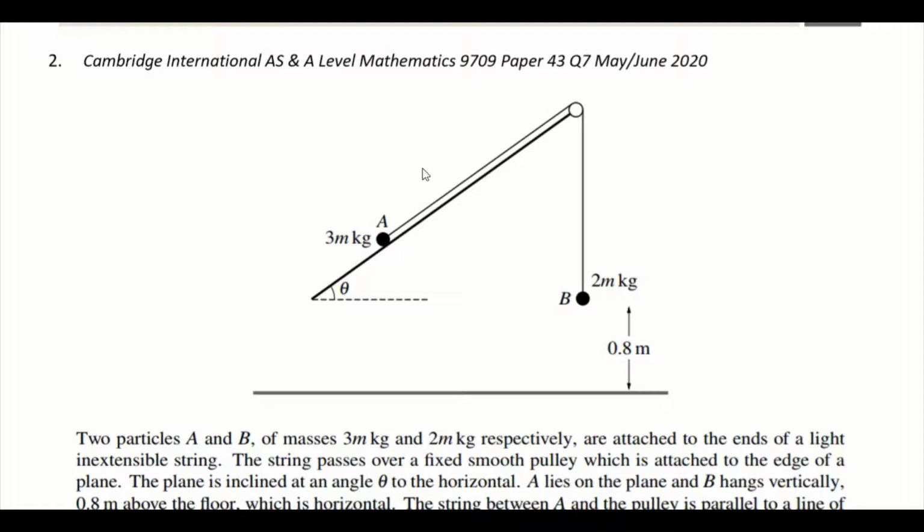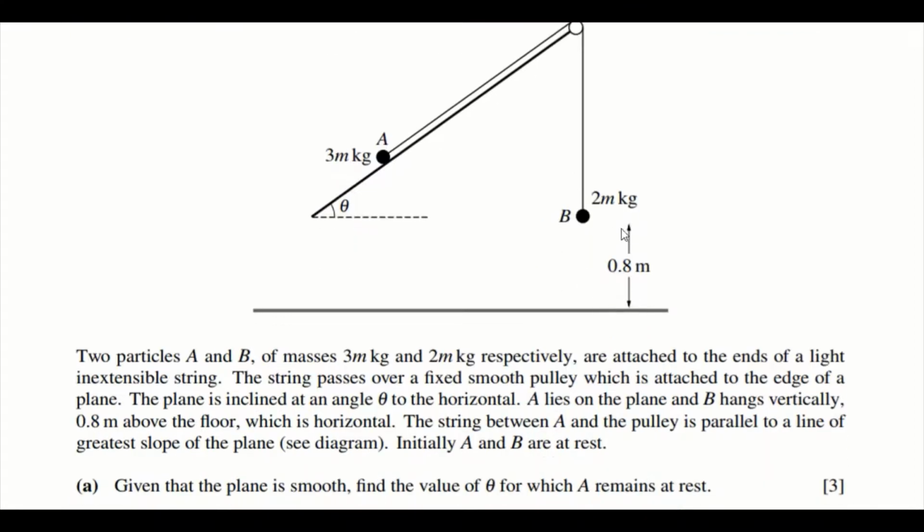Okay, so now there are two particles A and B. The masses are given, attached by a string that passes through a smooth pulley. Then A is on a plane inclined at angle theta here. B hangs freely, right? So this is 0.8 meter above the ground. Then you can try to read through. It's pretty long, so let's try to label all the force diagrams.